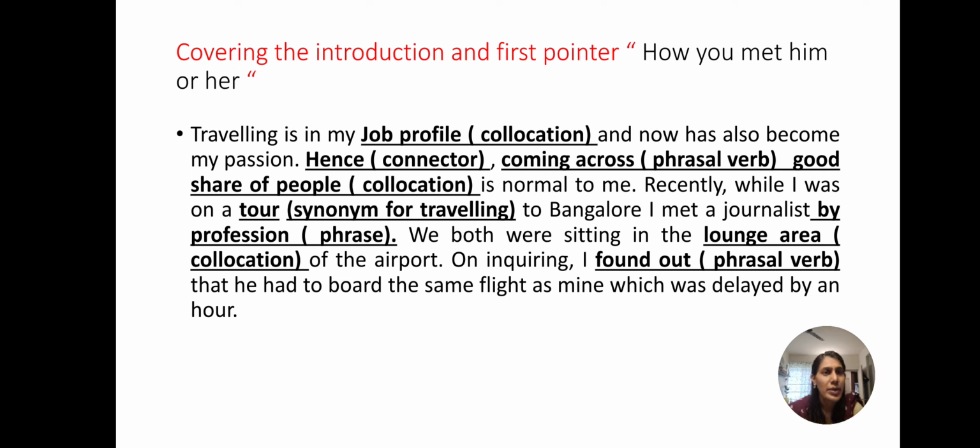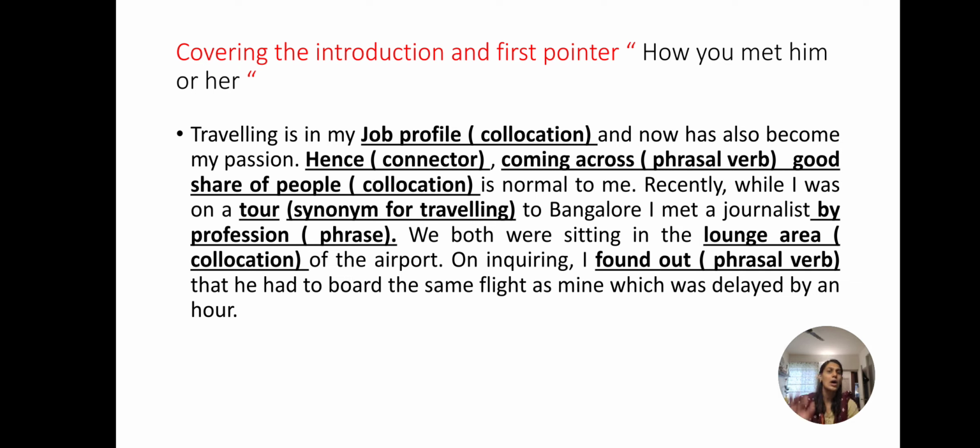Now this is an introductory sentence for the speaking. Hence is a connector, coming across, a phrasal verb, good share of people, again a collocation, is normal to me. Recently, while I was on a tour, now see, I have used the word tour, which is a synonym of traveling, to Bangalore, I met a journalist by profession. By profession is a phrase. We both were sitting in the lounge area, that is a collocation of the airport. On inquiring, I found out, now found out is a phrasal verb, that he had to board the same flight as mine, which was delayed by an hour.